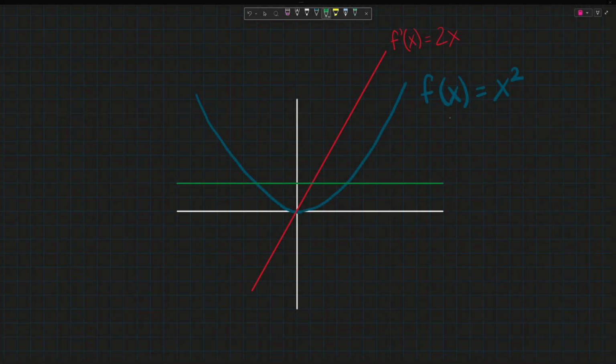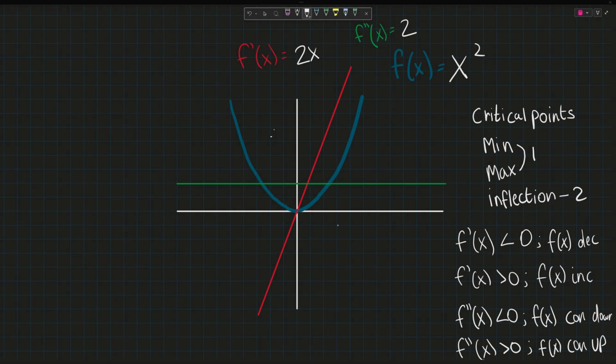Alright, so we have here f of x, which is x squared. And then we look at f prime of x, which is 2x. So the f prime prime, or f double prime of x, which is the derivative of f prime of x, would just be 2, right? You just take the derivative of that. So it would just be a single horizontal line which has the value of 2.